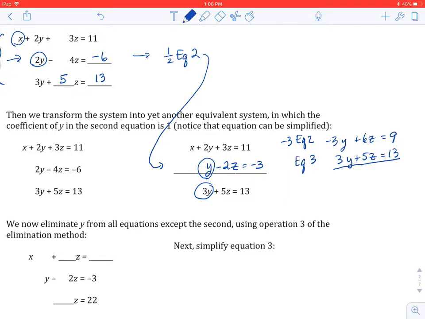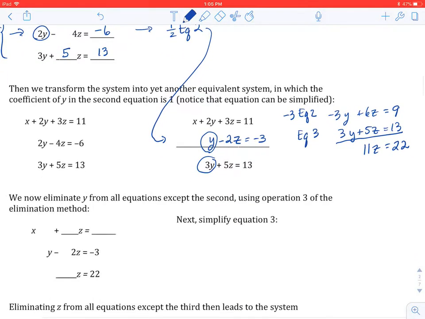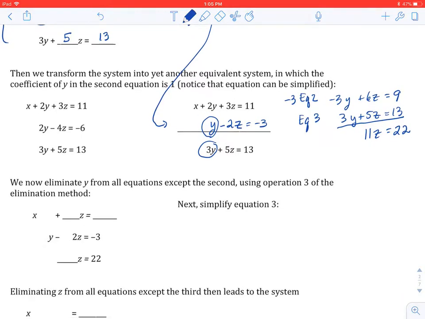And I can add those going down and the y's will drop out. And I'll have 11z equals 22. All right. Look at that. We've eliminated the y. I'm going to put that right over here. 11z equals 22.